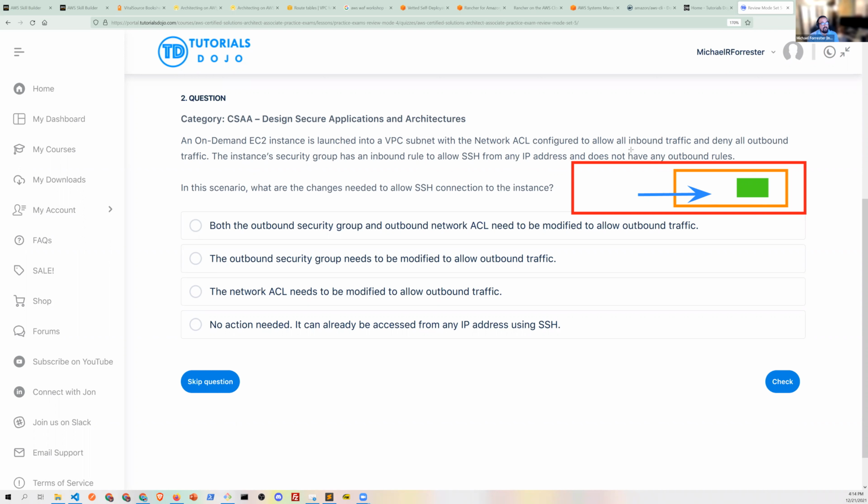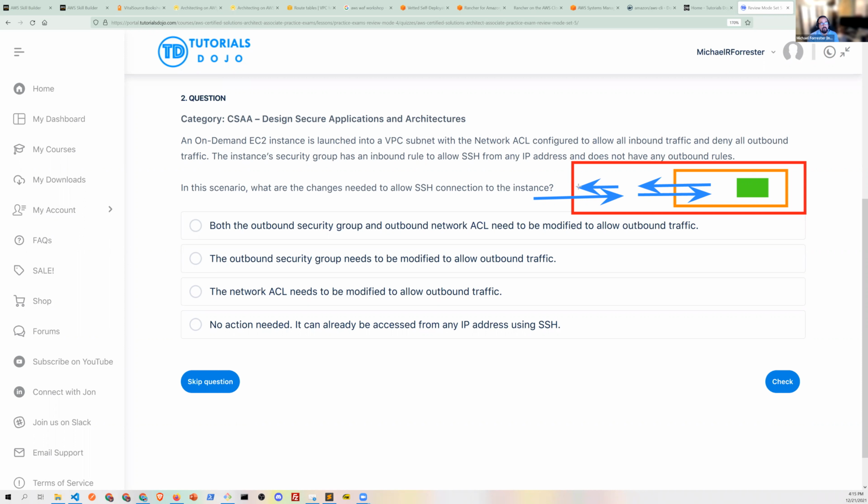But the network ACL is configured to allow traffic. So this is going to work. And by the way, I don't need another rule for security group, right? Because the security group is going to allow that traffic to go out. But for the network ACL, I actually have to have a rule. And right now that rule says that traffic's going to get denied.